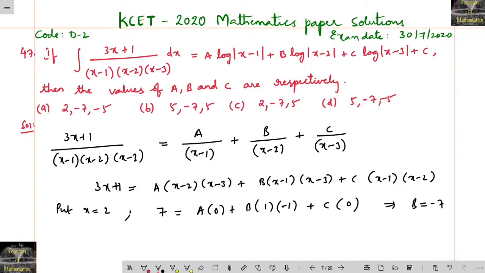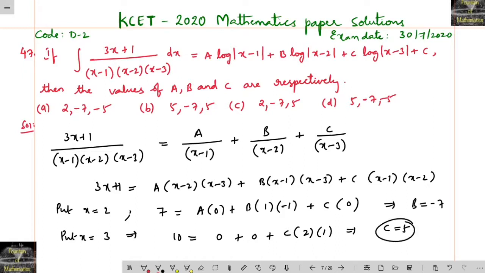B is equal to minus 7. Now put x is equal to 3. So we will be getting 3 3s are 9 plus 1, 10 is equal to, first part will become 0 and the second part will become 0 and the third part will come c times of 3 minus 1, 2 into 3 minus 2 is 1. So we will be getting 2c is equal to 10 or c is equal to 5.